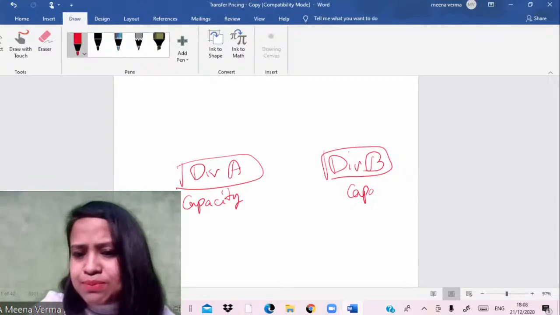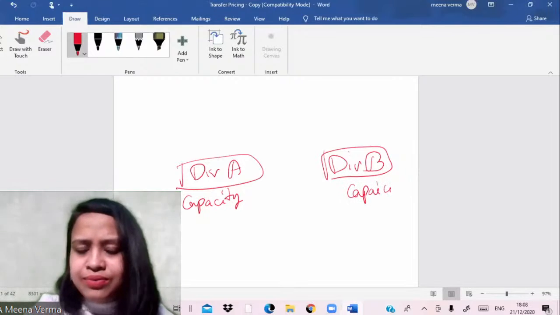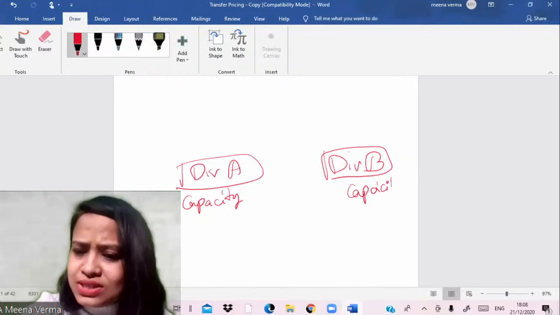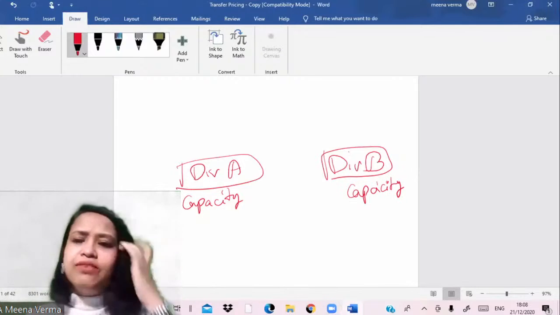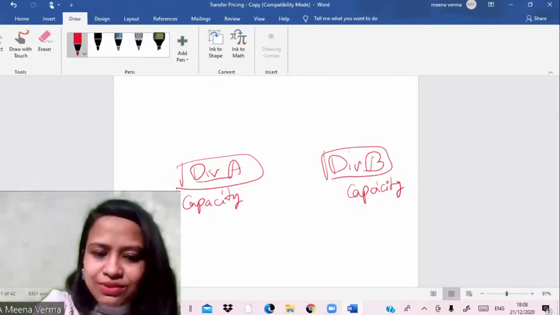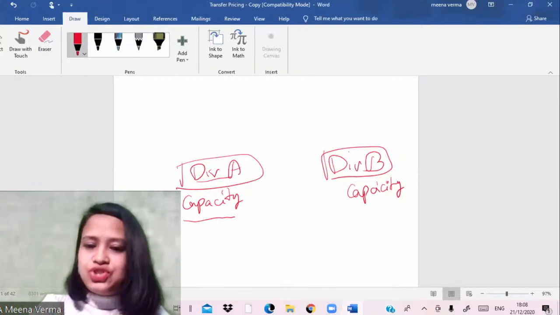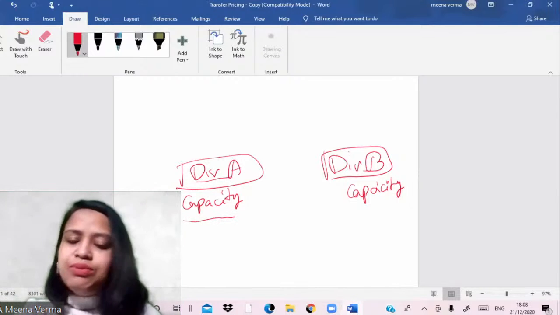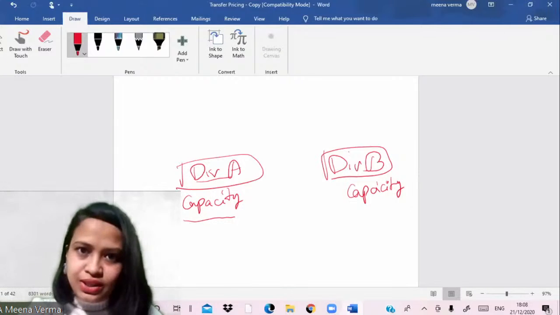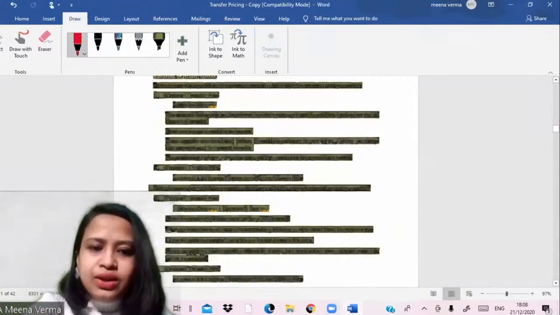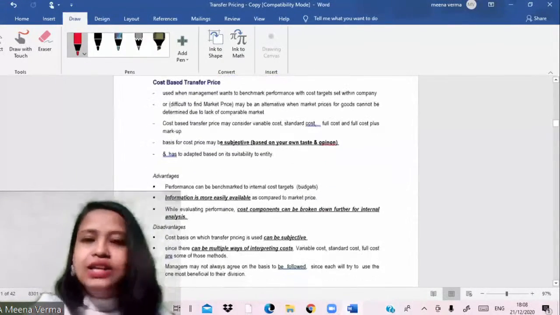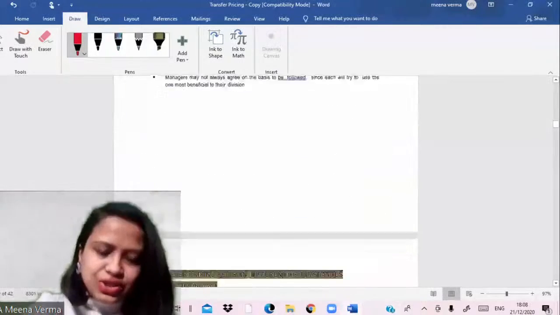Capacity means what? Capacity means the maximum units they can produce with the resources they have, the machines they have, the labor they have. The maximum unit which you can produce in division A is the capacity of division A. Similarly, the maximum unit which you can produce in division B is the capacity of division B.